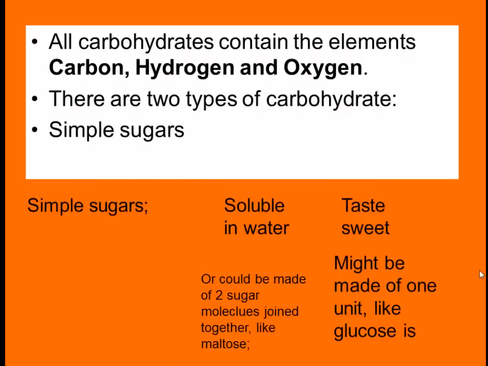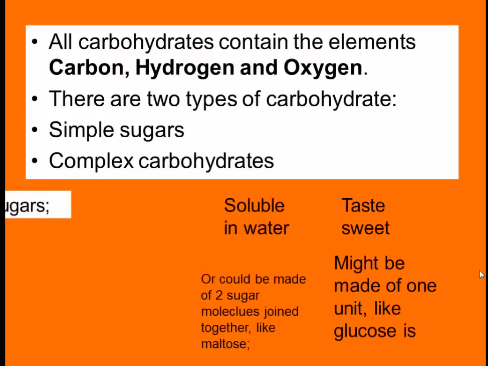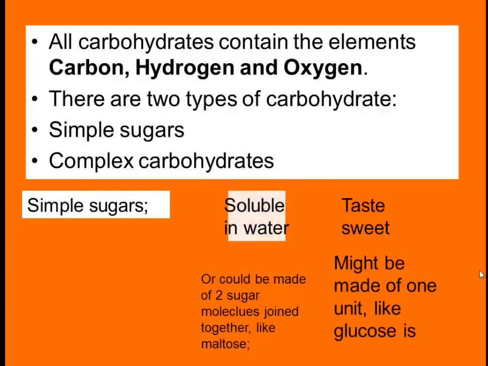And there are two types we're going to think about. We're going to think about simple sugars and complex carbohydrates. What do those terms mean? Well, simple sugars, they are soluble in water.